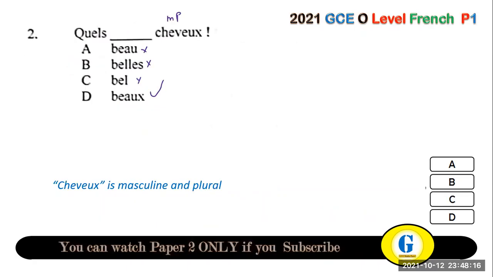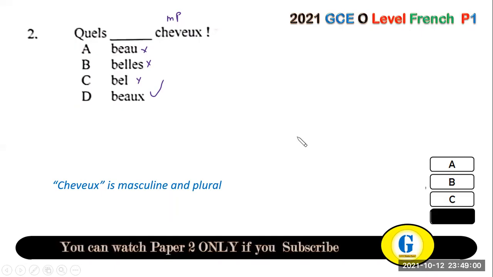Deuxième question. Quel blablabla cheveux? Qu'est-ce qu'on peut mettre ici? The first thing you have to understand here is that cheveux is a masculine noun and cheveux here is in the plural form. So, we can also say quel beau because this beau here does not have an X, it's not in the plural form. We can also say belle because belle is for feminine. That is with this double L, it's for feminine. You can also say bel because this one does not match with the plural. B-E-L does not match with the plural. So we need beaux. So we are going to say quel beaux cheveux.